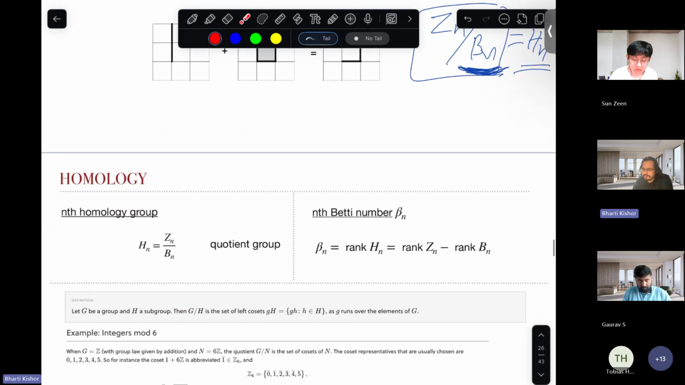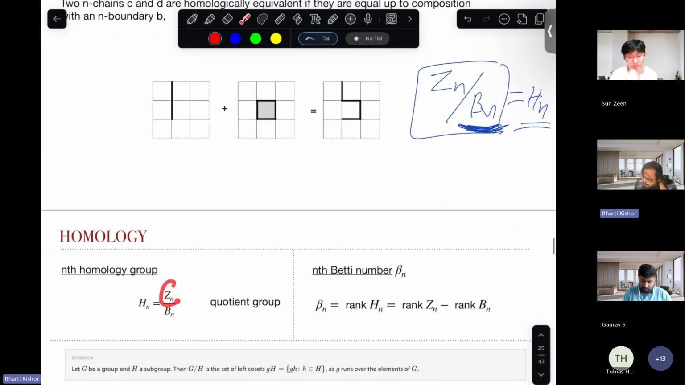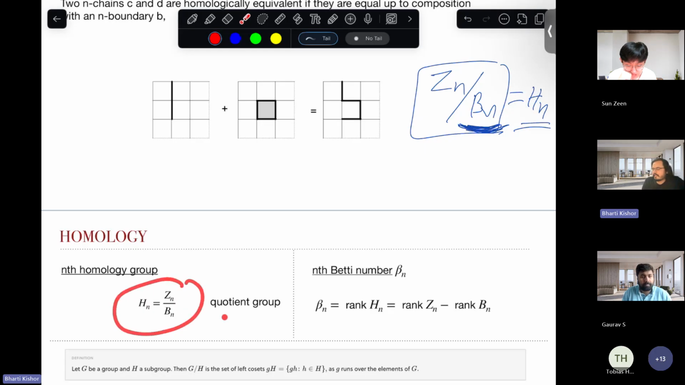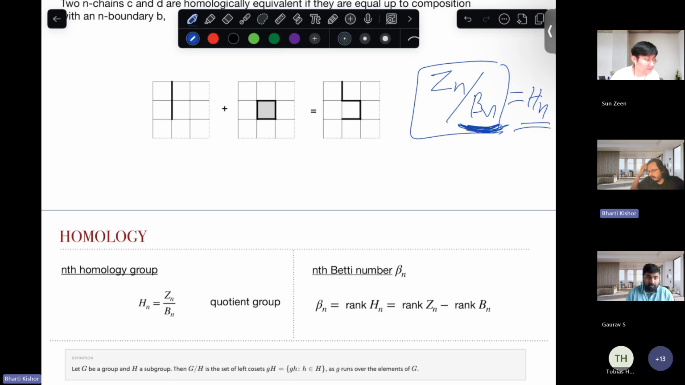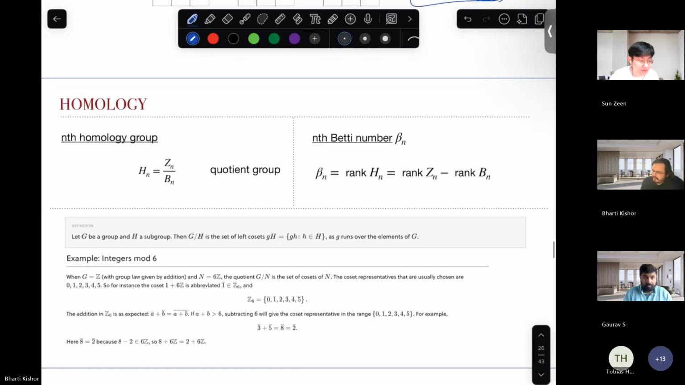Okay, very nice. So I can define it like this. I had this group Zn, the group of cycles, and Bn is the group of boundaries, and I can define this quotient group, which is called the nth homology group. Somebody can ask, what is a quotient group? For that you need to understand things like cosets and so on. But even if you don't know quotient groups, I can give you a small example to help you understand.